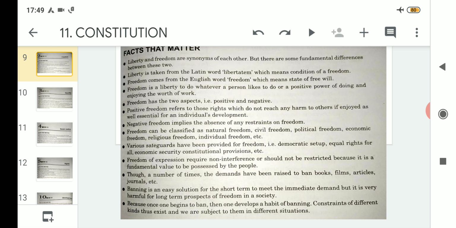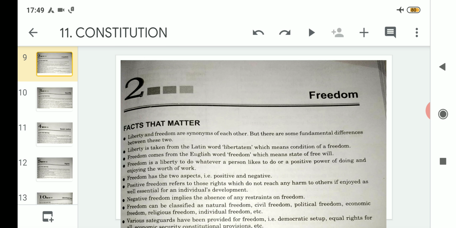So, with this, I will wind up today's topic related to the discussion of important points related to the chapter freedom. Please make a note of all this in your copy.